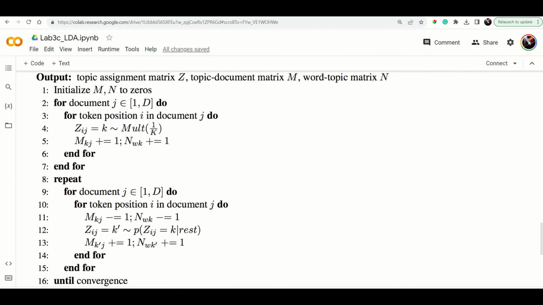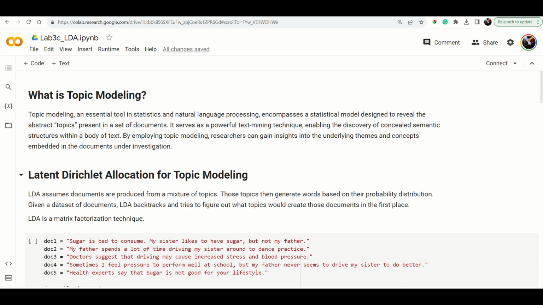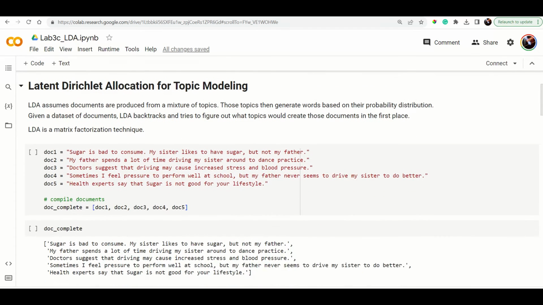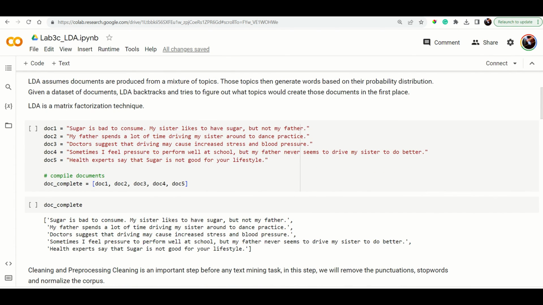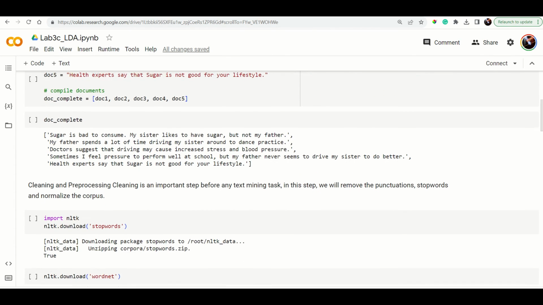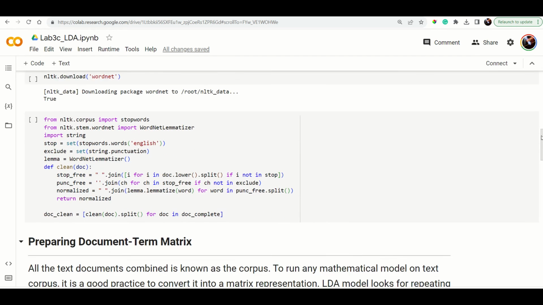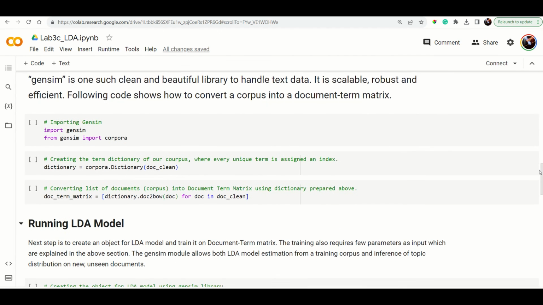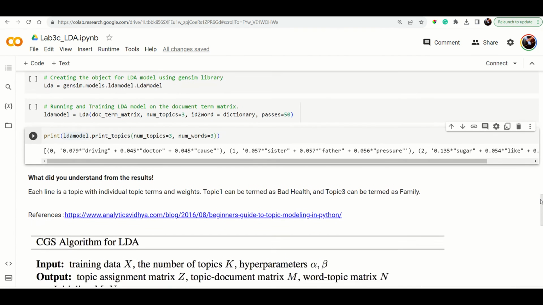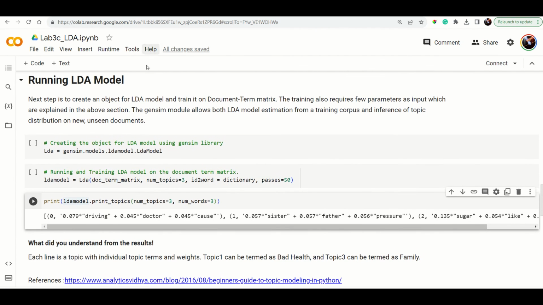So this is what you have to understand from the LDA. In LDA you are coming up with the document term matrix after doing the pre-processing, and you are applying the LDA model upon the document term matrix to get the results, right? This is exactly what you are doing in latent Dirichlet allocation, and it is a major topic modeling technique which is used in natural language processing.